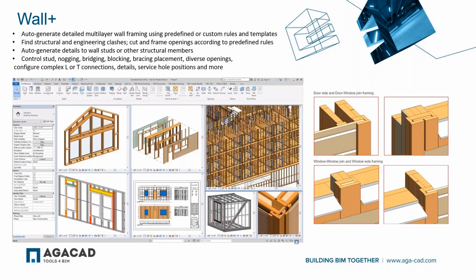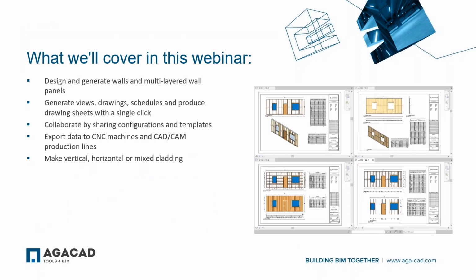It can auto-generate detailed multi-layered wall framing using predefined or custom rules and parameters. It can find structural and engineering clashes, and cut and frame openings according to predefined rules. It can auto-generate details to wall studs or other structural members. It can control stud nogging, bridging, blocking, and other components of the structural composition of the wall. It can also configure complex L or T connections, add details as I mentioned, and add service holes and position them accordingly.